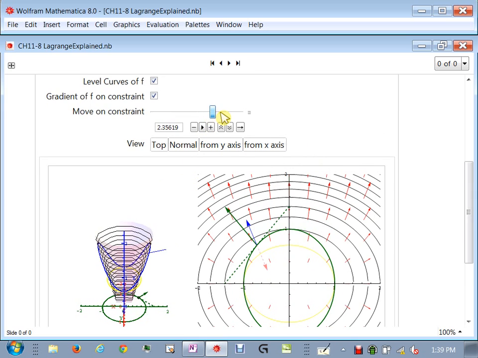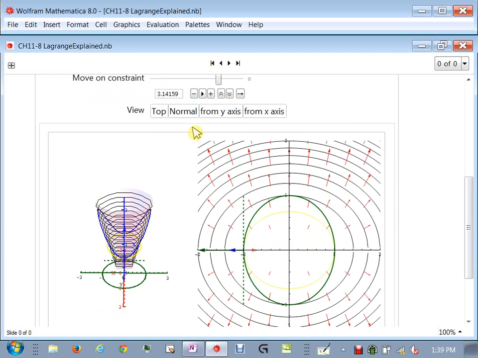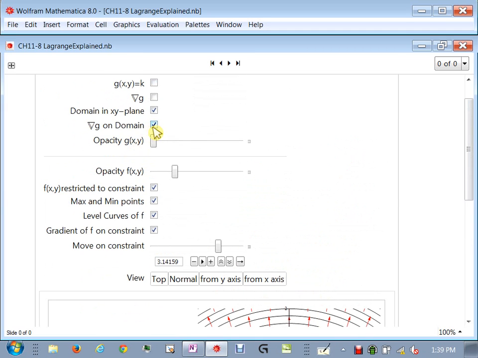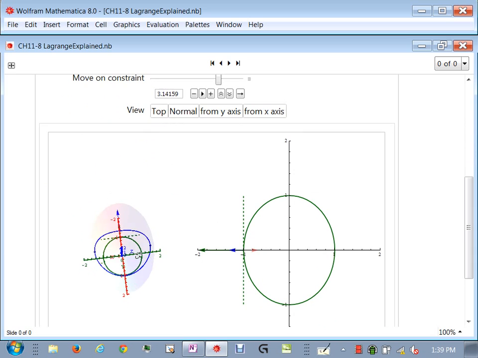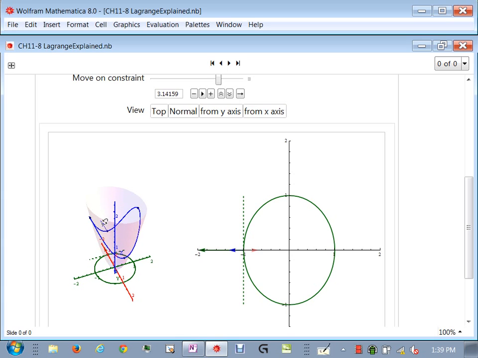Now, if I move around, can't go too far, I went too far. Looks like they're parallel there again, right? And then take the level curves off of F. Where am I now on F? I can't even see it. Well, there it was, backside. Okay, we're on that backside. You see that? And that's where they're parallel.